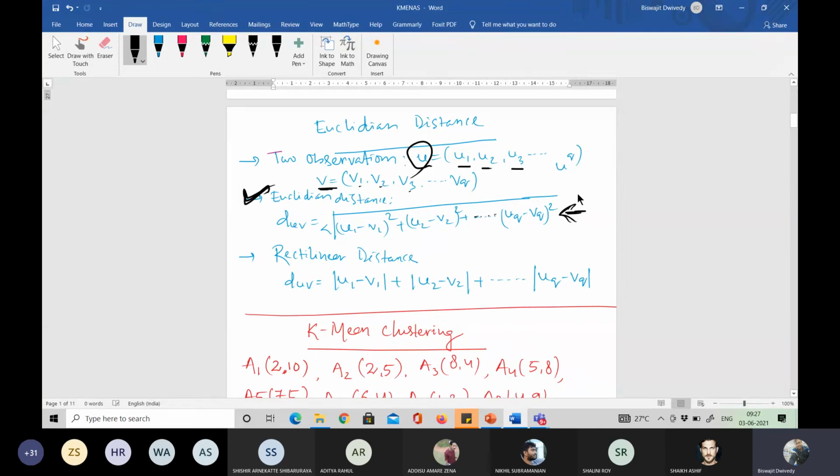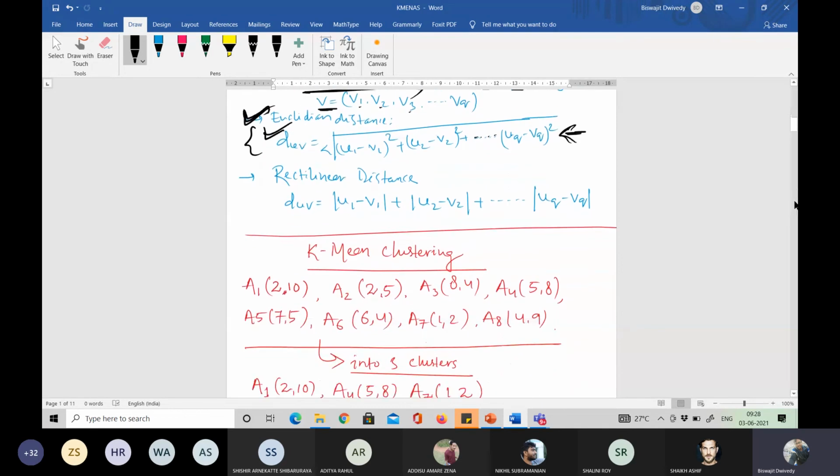This formula you have studied in your plus 2, the distance between two points on two dimensional points. A similar formula is there for n dimensional or multi-dimensional points. This is one of the common formulas used to calculate the distance between different cluster points or observations. Similarly, sometimes we may use a definition like rectilinear distance for programming purposes.